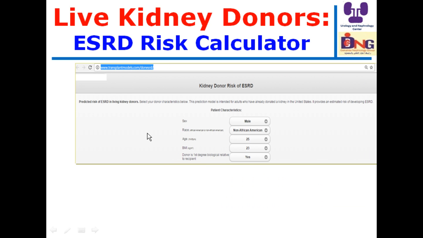Regarding body mass index, in this other calculator, if we put this is a male, non-African American, age 25 years, body mass index is 23, and donor degree is this, this is all the data.